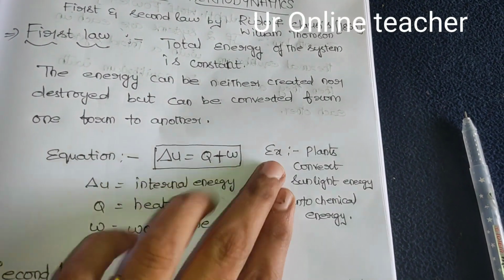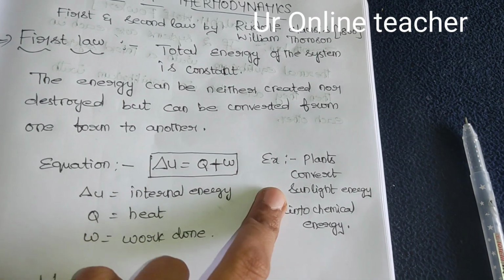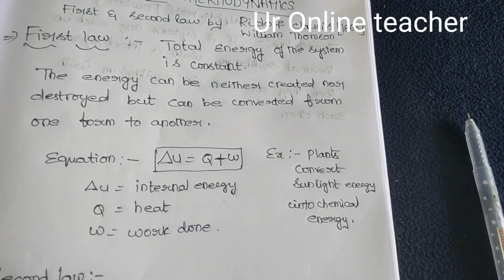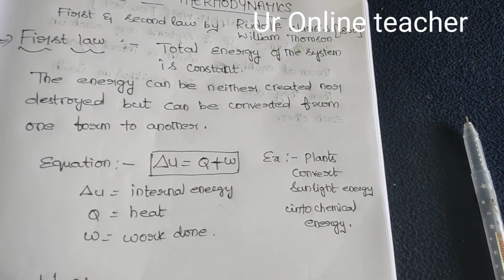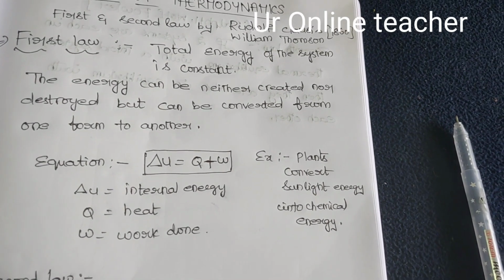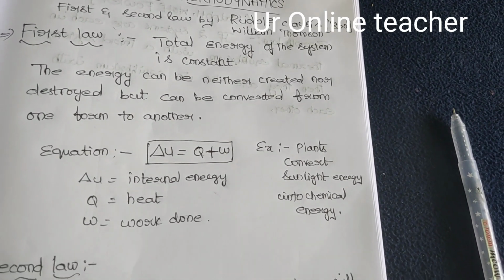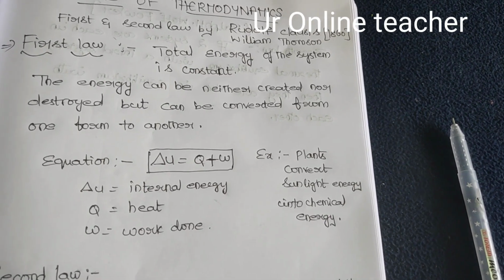For example, plants take sunlight during photosynthesis. This sunlight energy will not go anywhere, it will be constant, and it will be converted into chemical energy by the photosynthesis process. This is one example.